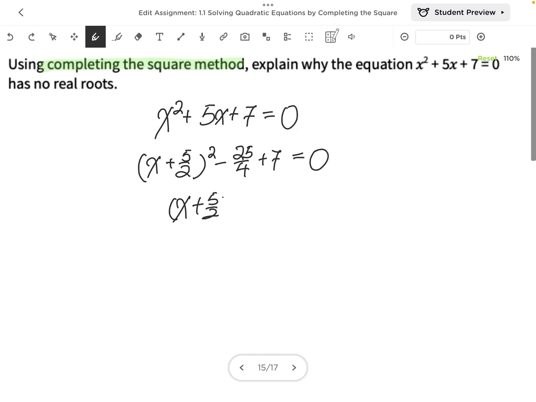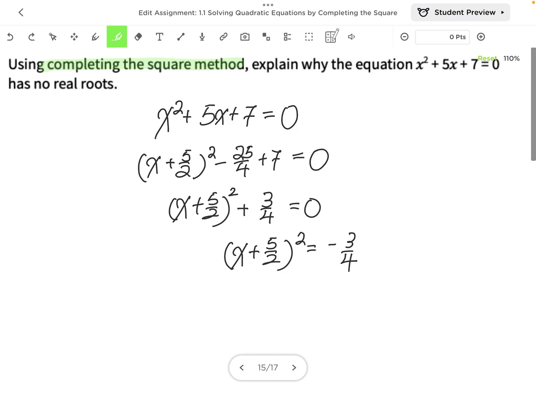I simplify my left-hand side. What I get will be negative 25 over 4, okay, plus 7 is 3 over 4. So I have a plus 3 over 4 here is equal to 0. Now, if I were to attempt to solve this, what I will do is (x plus 5 over 2) squared is equal to negative 3 over 4. So, normally, when we want to solve, what we'll do is we'll square root the left-hand side and we square root the right-hand side. If you haven't figured it out by now, give it a shot, okay?